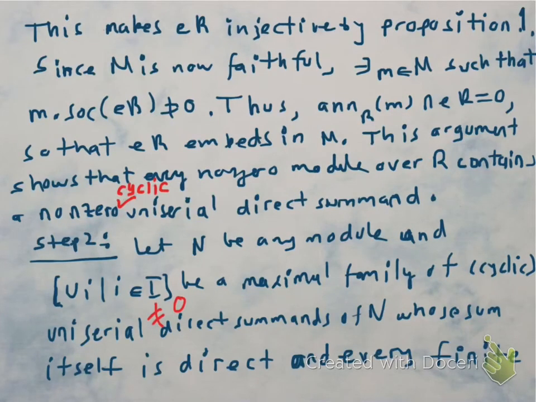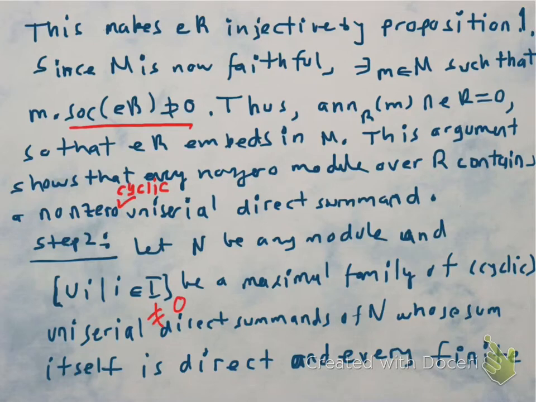Because of the faithfulness of M, we can find an element like this, which does not get annihilated by the socle of ER. Okay, why do we argue this instead of just searching for an element which is not annihilated by ER?